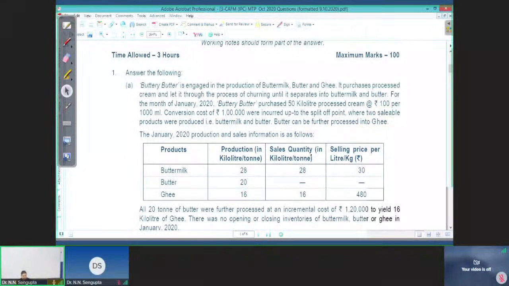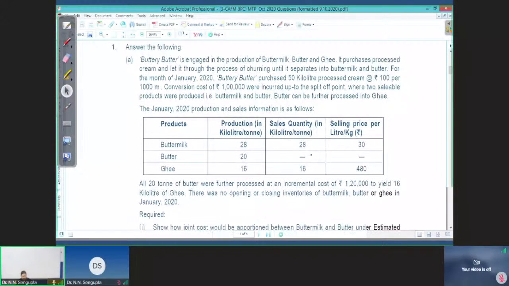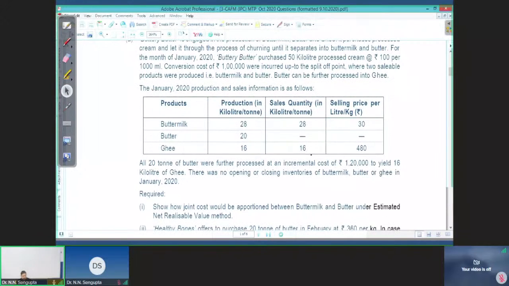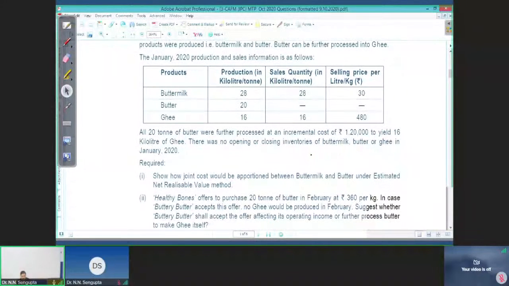This is a question, Butterly Butter, the name of the company, where this is related to joint cost. There was a question last attempt also on the joint cost apportionment, and what technique has to be adopted also has been given. And what is the technique? It is estimated net realizable value. So you can definitely go through this particular question.